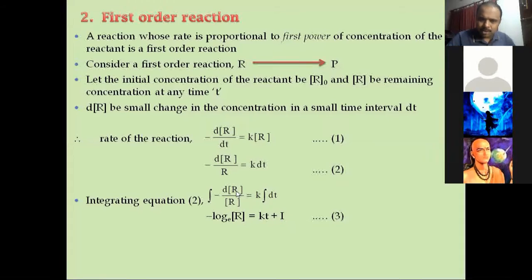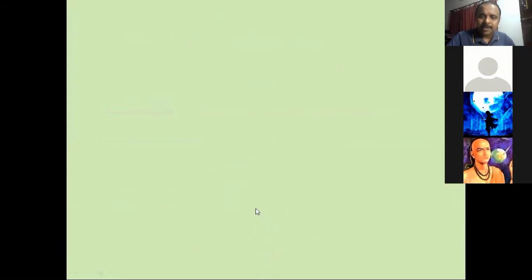When integration is over, you have to keep the constant I there. Is it okay? So you have to remember this formula. The integral of minus 1 by R with respect to dR is nothing but minus natural log, log R to base e, is equal to k times the integral of dt, which is t plus I. I is the constant of integration. Now after that we have to find out the value of I. We'll find out the value of I now.